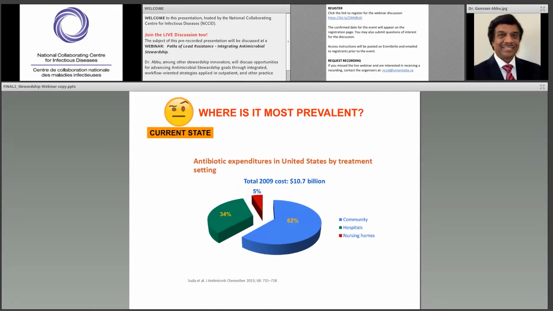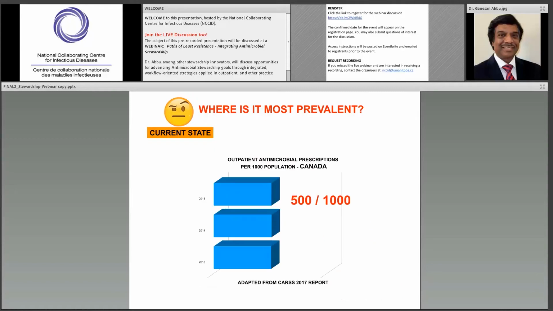If we consider the cost of antibiotics prescribed, this slide reveals that 62% of all antibiotic prescriptions come from community outpatient settings. And about 80 to 90% of antibiotics are prescribed either in the ER or in acute care centers. If one looks at the number of prescriptions per 1,000 population, we notice that in Canada we sit at around 500 prescriptions per 1,000 population. This means that in any 1 year, every second person in Canada will potentially receive an antibiotic.